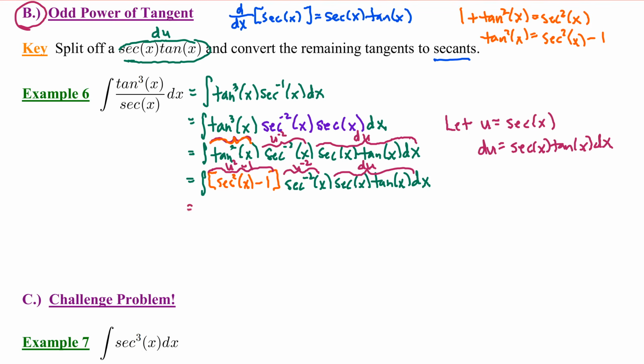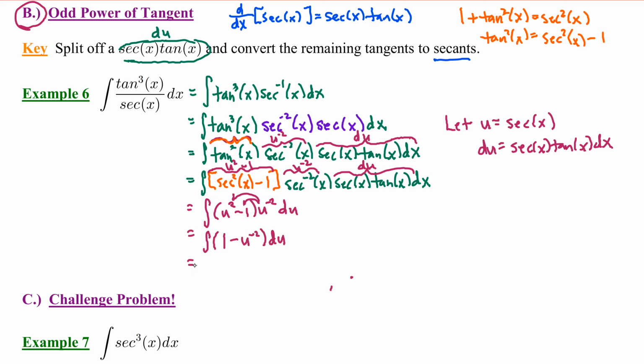So at this point, we need to write the entire integral in terms of u. So we have the integral of u squared minus 1 times u to the negative 2 du. Now, I'm really liking this. This is going to be easy to integrate. Let's go ahead and distribute our u to the negative 2 term. U squared times u to the negative 2, if I add those exponents, I get a 0 exponent. U to the 0th power is 1. And negative 1 times u to the negative 2, of course, is u to the negative 2.